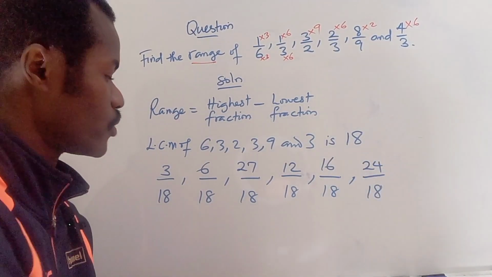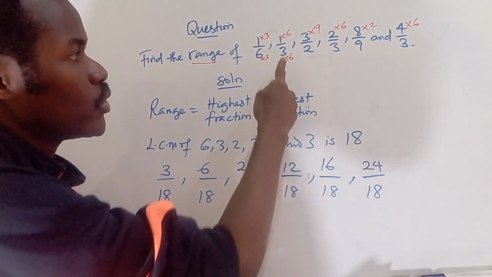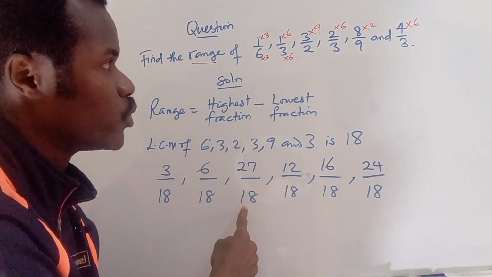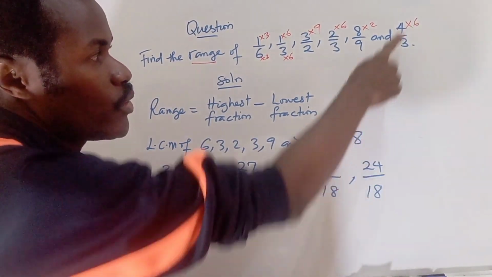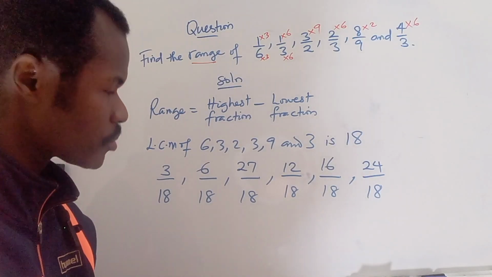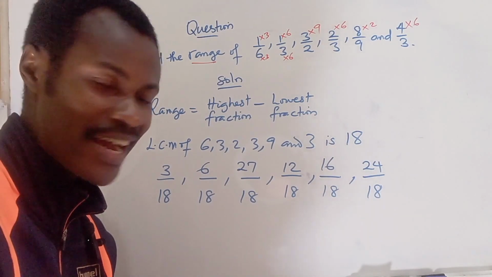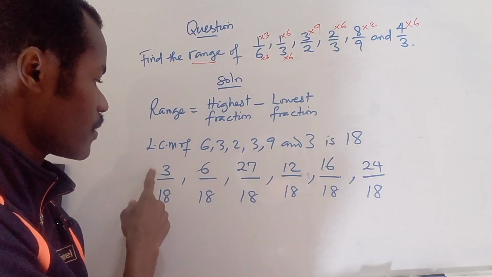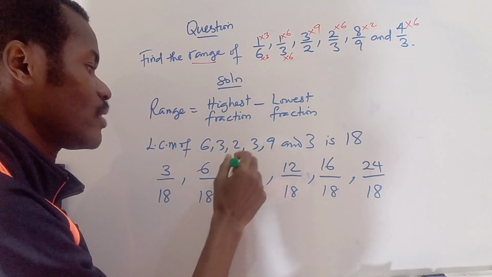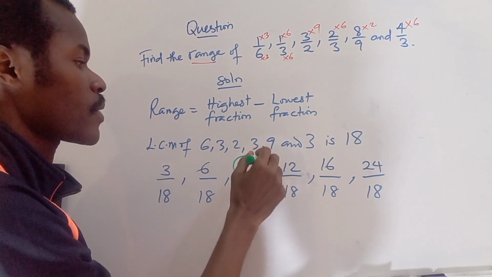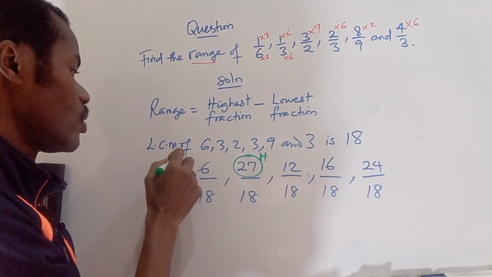24. So respectively, this fraction is equivalent to 1 over 6, this is equivalent to 1 over 3, this to 3 over 2, this to 2 over 3, this to what? 8 over 9, and this to what? 4 over 3. Now we have to check out the numerators to find which is the highest. Okay, now 3, 6, 27, 12, 16, and 24. This is the highest. Okay, now what about the lowest number here is this. So this is the lowest.